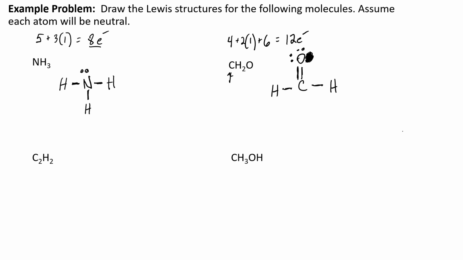For C2H2, we add up our valence electrons, so 2 times 4 plus 2 times 1, that gives me 10 electrons. Now let's look at carbon, which we know one of them has to be the central atom. You can treat one of the carbons as your central atom. And because I only have 2 hydrogens, let's distribute these symmetrically.